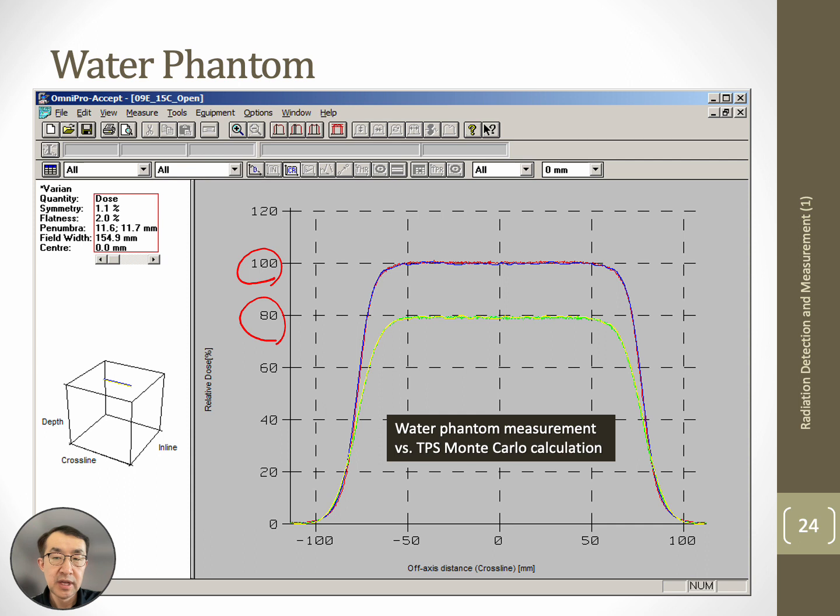Again, with this motorized phantom, you can actually program it, you can queue it, so you don't have to tell it every time. You can pre-program your water phantom to do depth measurement, and then profile measurement, and even at different depth you can measure a profile. You can also measure diagonal, etc. So this is a good example, and it gives you confidence that my calculation, what I see in my treatment planning system, matches what the patient is actually getting.